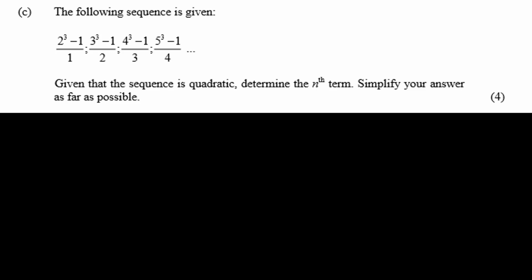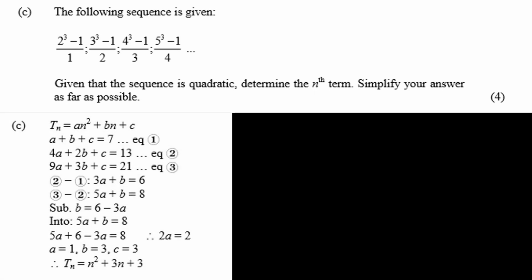The general formula then in a quadratic sequence for Tn is an squared plus bn plus c. Take the first term, we get 2 cubed minus 1 divided by 1 equals 8 minus 1 equals 7. That means we get equation 1, a plus b plus c equals 7. Take the second term, and similarly we get a times 2 squared plus b times 2 plus c equals 13, or 4a plus 2b plus c equals 13.